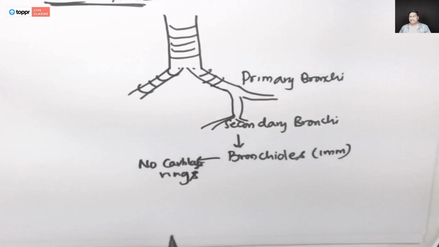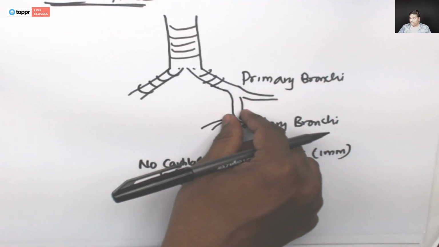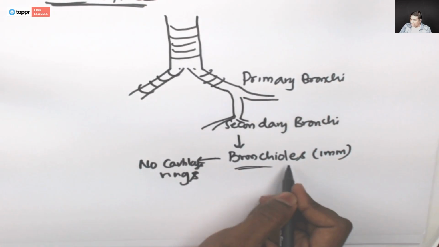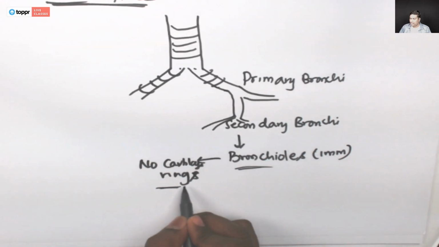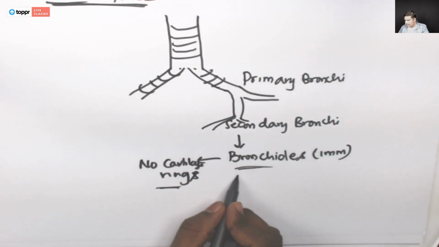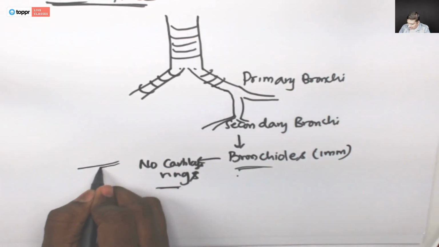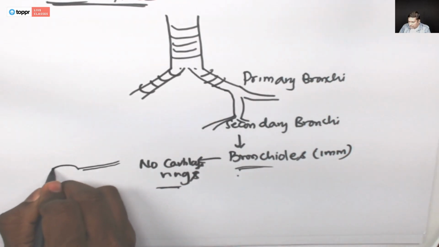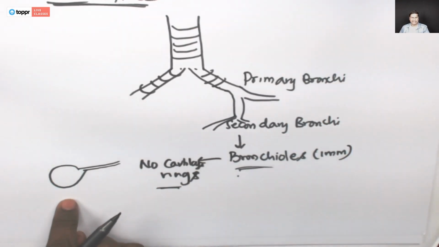As the tubes split more and more, branching out more and more, the final small branches like the bronchioles will not have the cartilaginous rings. You don't see the cartilaginous rings in the bronchioles. Now let's say these are 1 mm tubes, and these 1 mm tubes suddenly open into wide spaces.